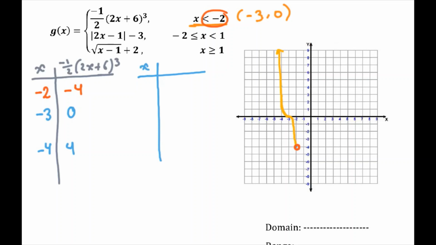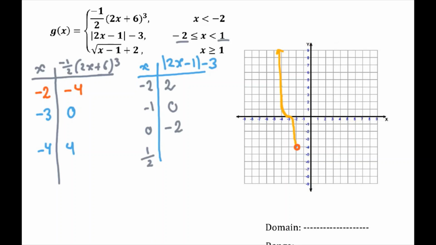Okay, so x, absolute value of 2x minus 1, minus 3. Remembering to find h and k, which in this case is 2(x minus 1/2) minus 3. h is 1/2, k is -3, and 1/2 is within the interval here. Okay, so we're going to use 1/2 and -3. So we'll take points from -2 to 1, substitute them into the function, including 1/2. You can end up with 1 and -2. Okay, that's your last point.